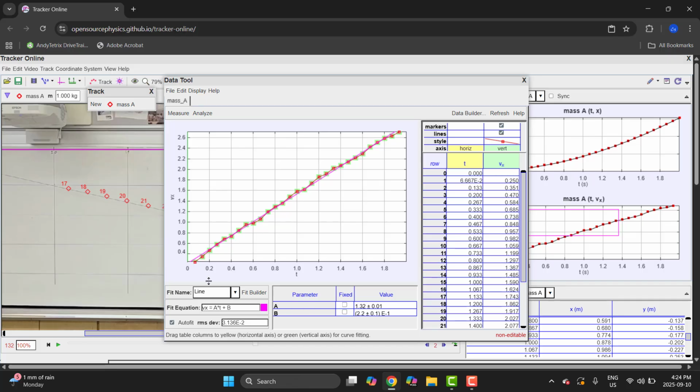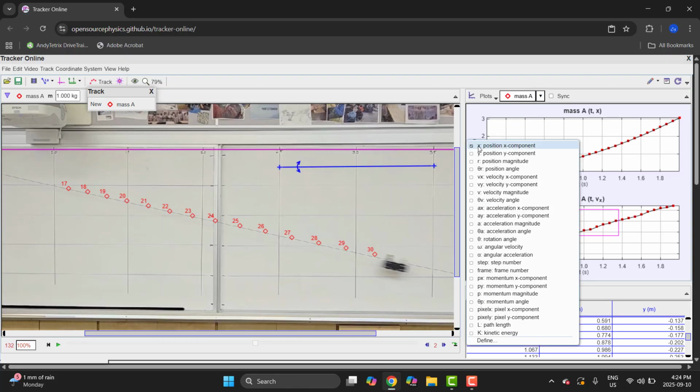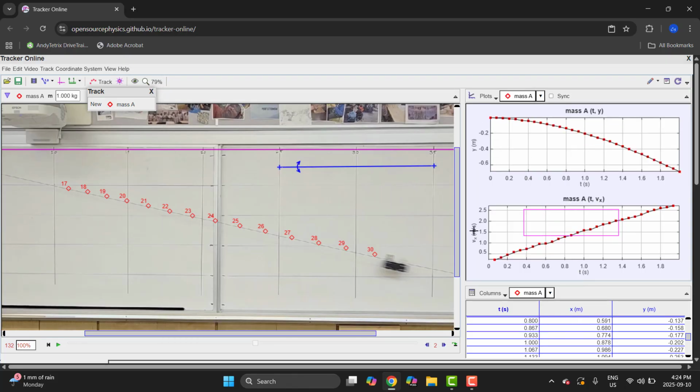What this means is that when we take the analysis of velocity and time and fit the line to it, we can find that the rate of change is a constant value, which is our slope, and that slope will be our acceleration. We can close that out. We can switch our dimensions from x to y and our velocity to vy, and we can see a similar relationship.